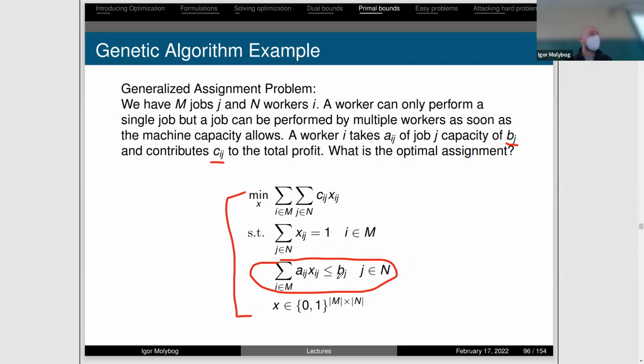Excuse me? Yep. So the cost here is the contribution to the total profit, right? Right. And then we want to minimize it. Yeah, so it's probably not a contribution to the total profit, but, I don't know, a loss that you can incur. Or you can just say that it's maximization, or you can say that the c_ij are in fact negative.